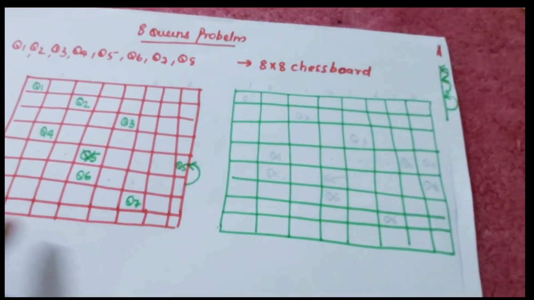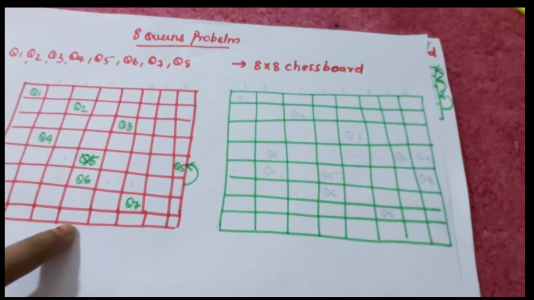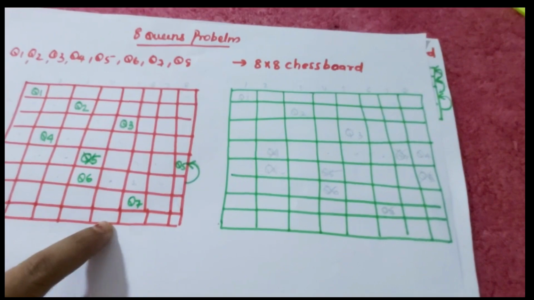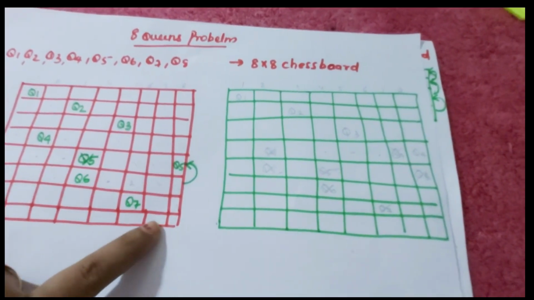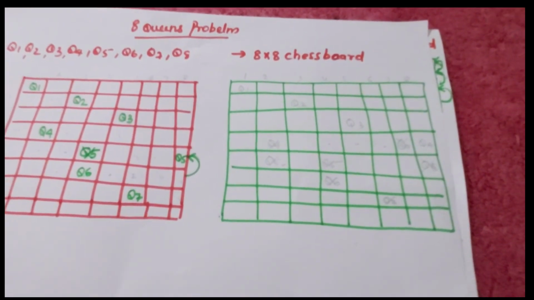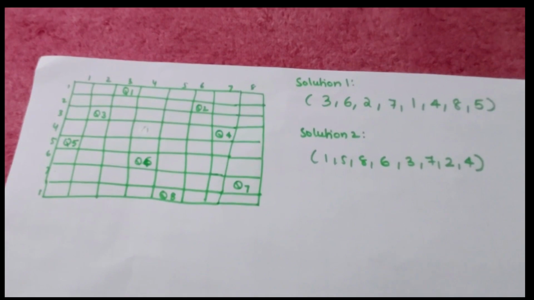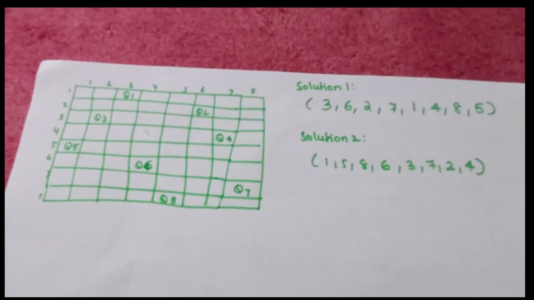What about Q8? Can you place here? No. Here, no. Here, no. Here, no. Here, no. Here, no. What about here? No. Here, no. So you will have to backtrack. After all the backtracking, as we have done in the 4 queens problem, you will be getting like this.